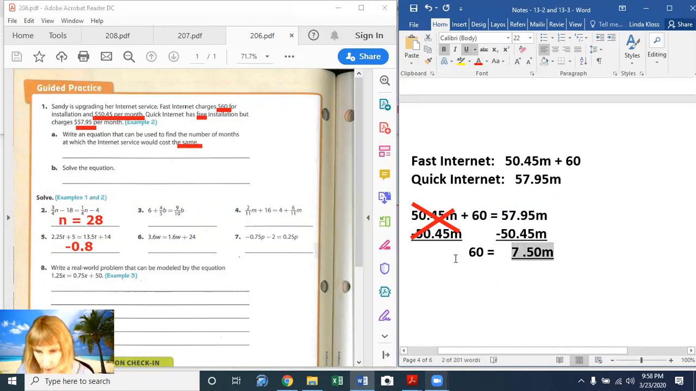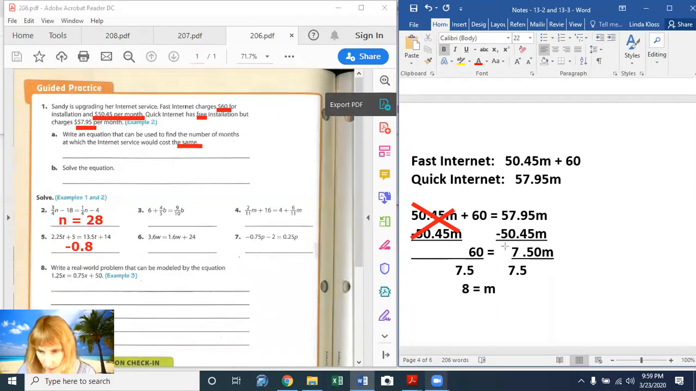Now I have to divide both by the 7.5 coefficient. And this is one where my M ended up on the other side, doesn't matter. So let's divide by 7.5 to both sides. If I use my calculator, I get 60 divided by 7.5, which then equals 8. And that's equal to M, because my 7.5 will cross off to my other 7.5. So M is equal to 8.